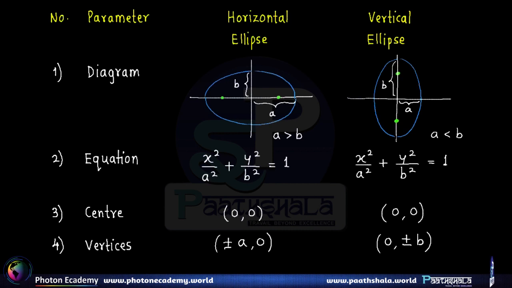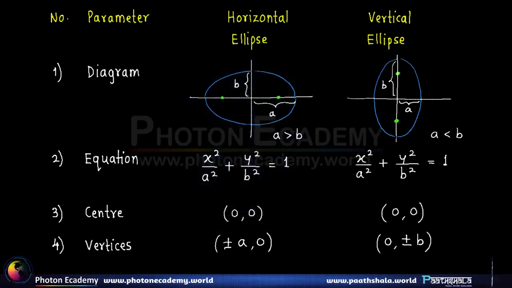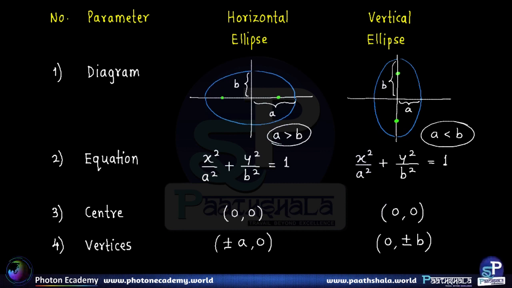Now we go on to study the values of different parameters of the ellipse in two standard orientations. So firstly we have a diagram. As you can see, the ellipse is either horizontal or vertical based on whether A is greater than B or less than B. And now you see the equation of both the ellipses are the same in form, but because of the comparison of A and B, they will make the difference in their actual orientation, as we have seen. In case of center, again it's the same for both, that's the origin, that is 0, 0.